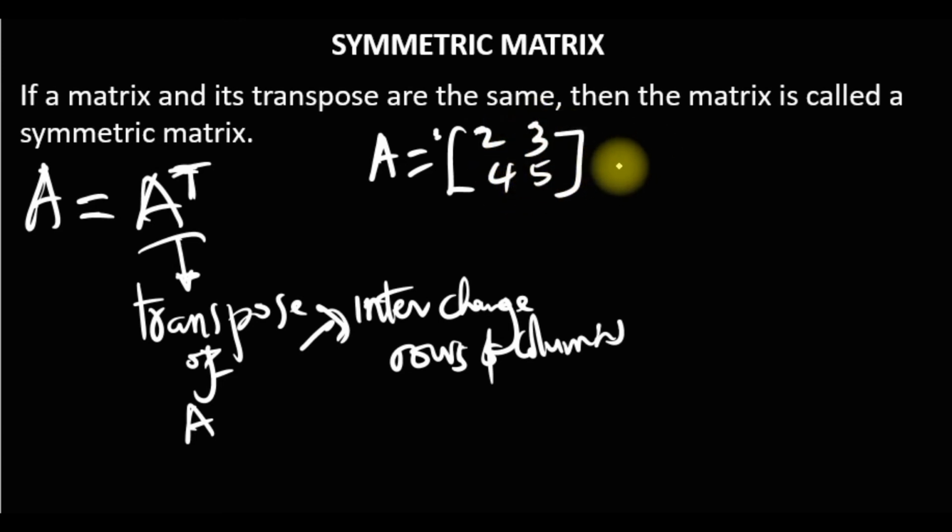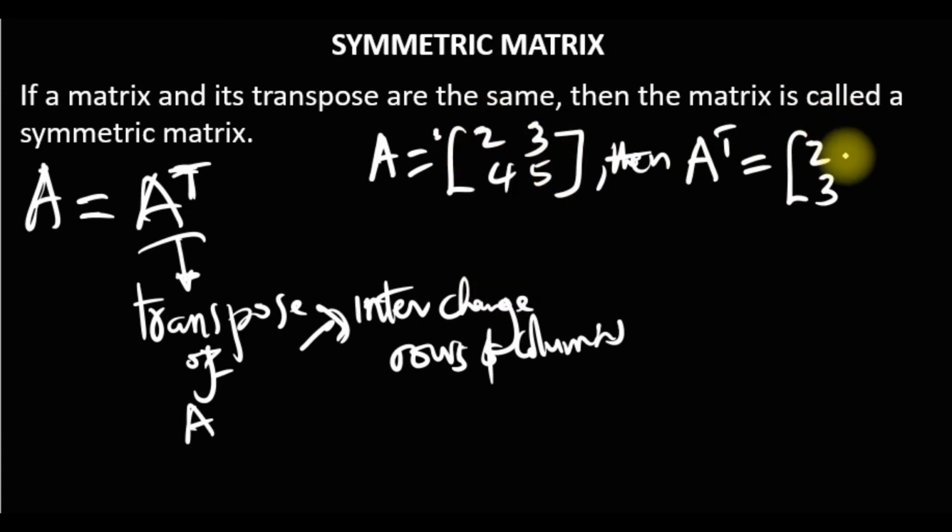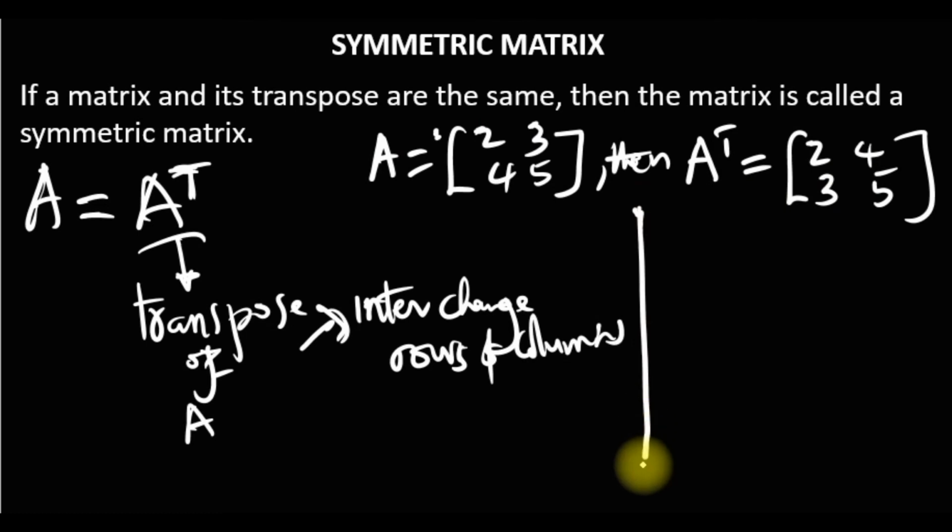Then the transpose is: this is the first row, it will now become our first column. So the first row becomes the first column, while the second row becomes the second column. This is just to explain transpose. So, an example of such a matrix.